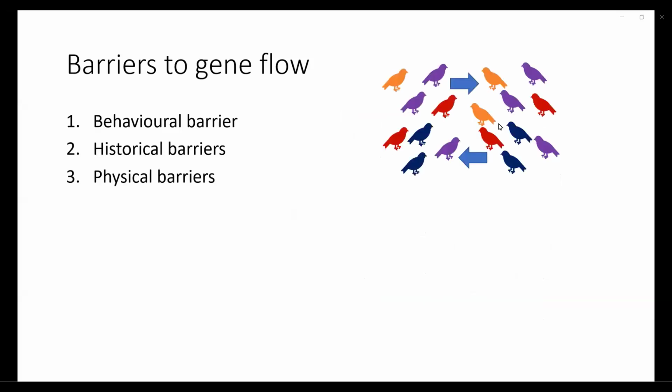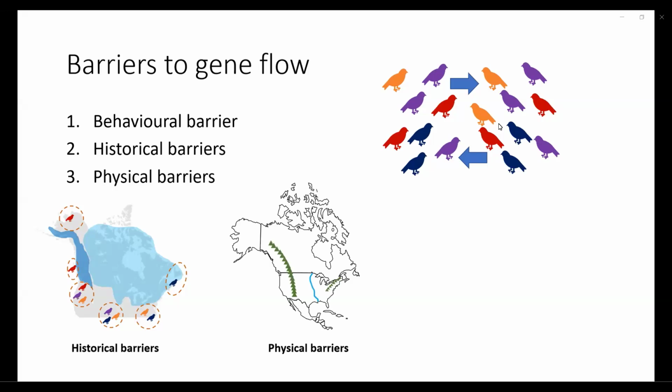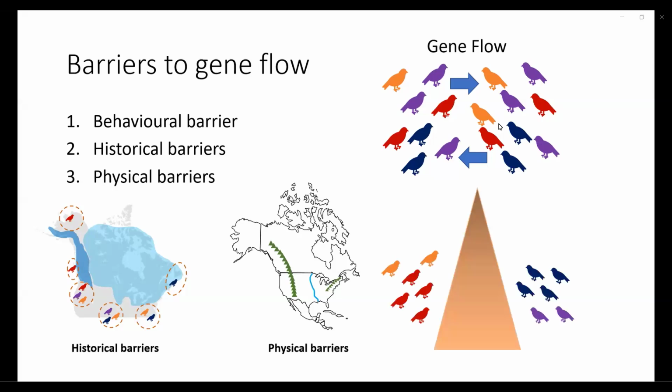Apart from behavioral barriers, there could be historical barriers like the last glacial maximum, or there can be physical barriers like the Rocky Mountains in the west. So what happens when there are no barriers? There is gene flow, so populations can mix with each other. But in the presence of a physical barrier or behavioral barrier or historical barrier, gene flow is restricted, so the populations can lead to genetic differences.